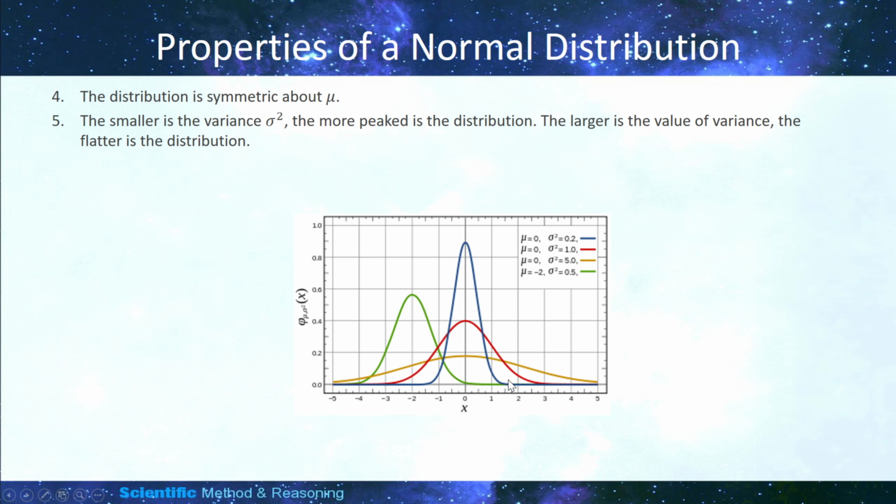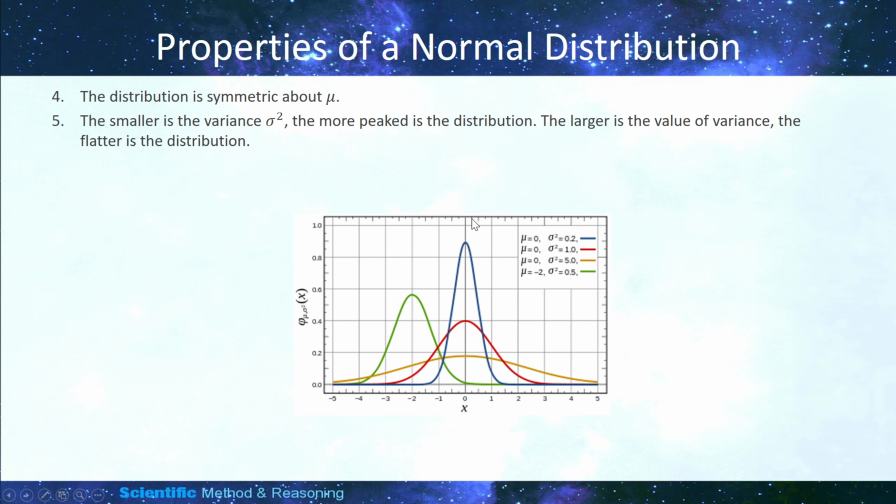You can see that clearly from here. What is the meaning of symmetric? If this is the mean 0, that means the left hand side is the mirror image of the right hand side of the mean. If you fold up the left hand side to the right hand side, the two will be identical. That's what we call symmetric about the mean.